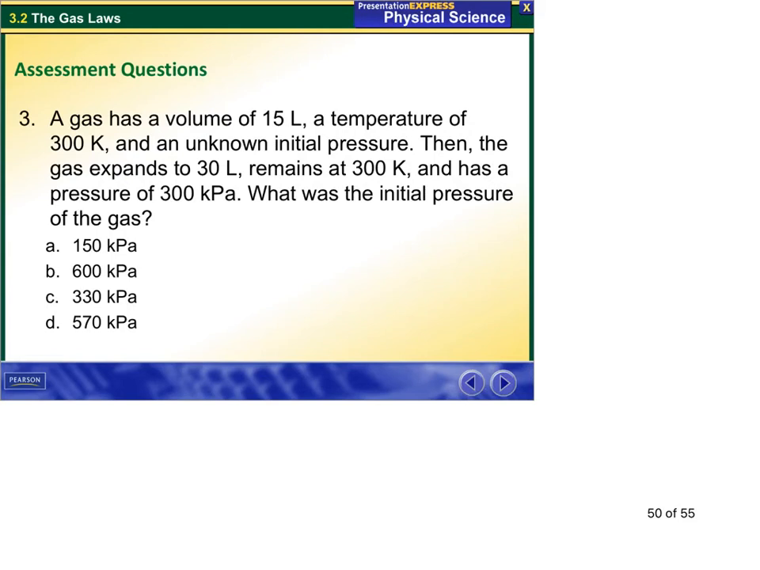Question 3: a gas has a volume of 15 liters, a temperature of 300 K, and an unknown initial pressure. Then the gas expands to 30 liters, remains at 300 K, and has a pressure of 300 kPa. What was the initial pressure of the gas? You might try this on your own. If you can, pause the video here, try it, see if you can get the right answer. I'll work through it, then you can check your answer.